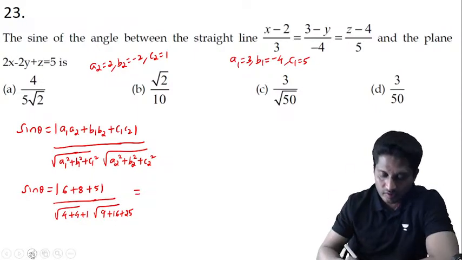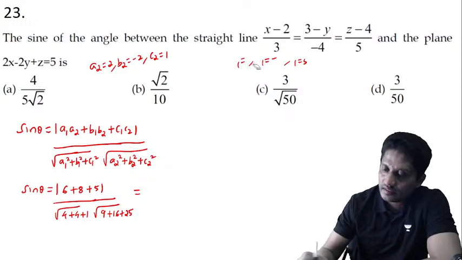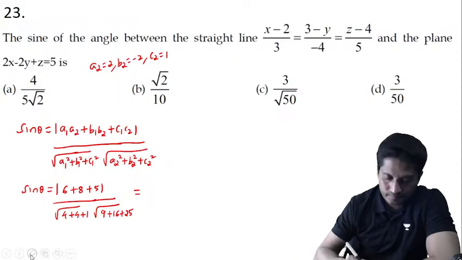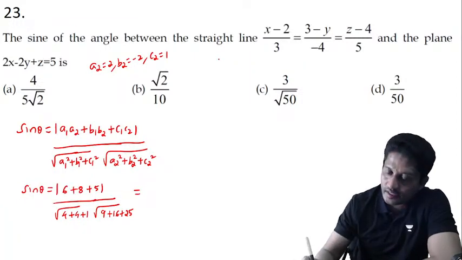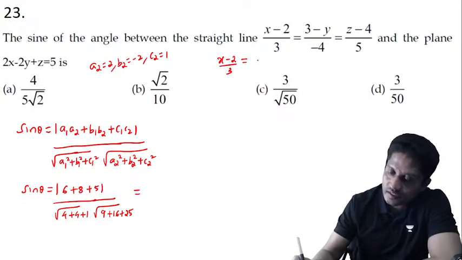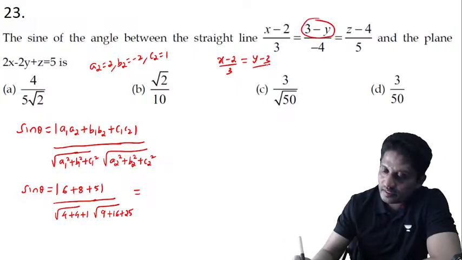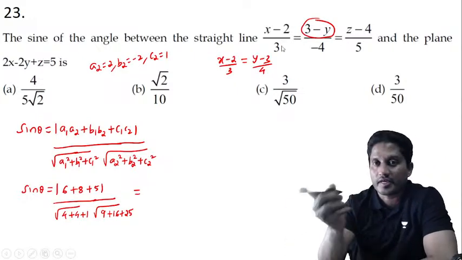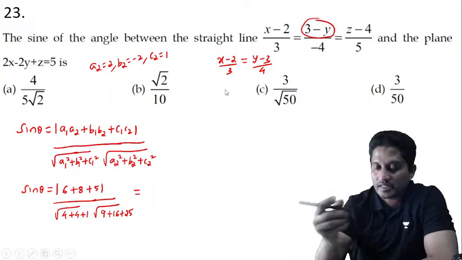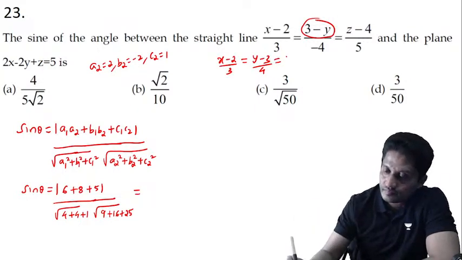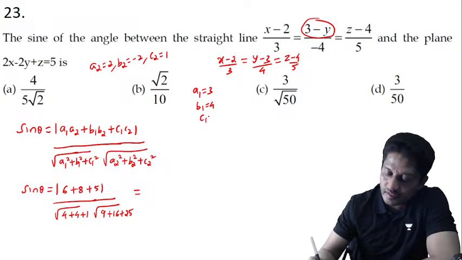Yeah, that's an error. No, listen. That's the catch, guys. This line is not in standard form. I should bring it to the standard form. X minus 2 by 3, and then y minus 3. This is 3 minus y, right? Y minus 3, so in the denominator minus 4 becomes plus 4. Interchange and change the sign in the denominator. Z minus 4 by 5. Now the drs of the first line: a1 is 3, b1 is 4, c1 is 5.